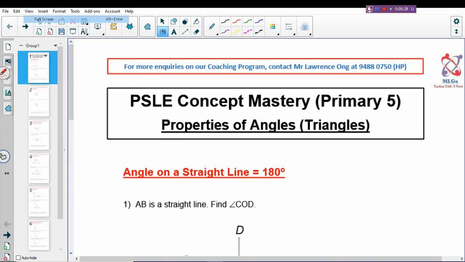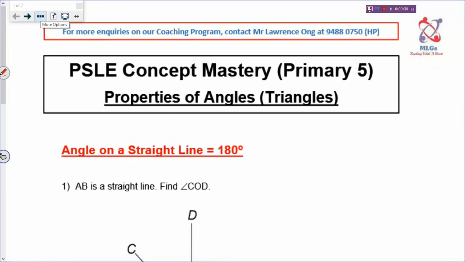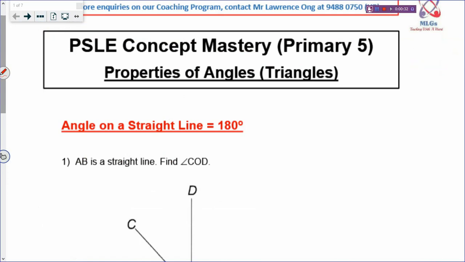So let's look at the first property. The first very common property is angle on a straight line, which means that every time you see a straight line and there's an angle on the straight line, then the angle is 180 degrees. So let's look at question number 1.